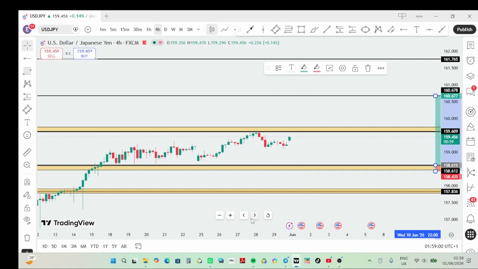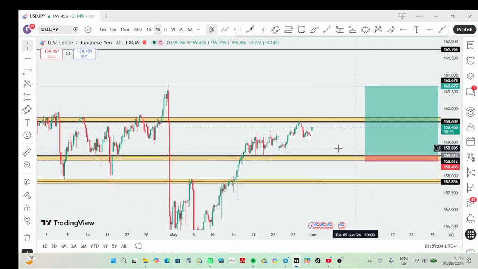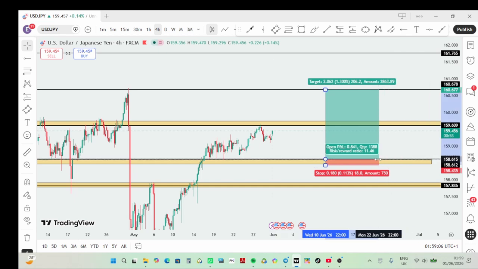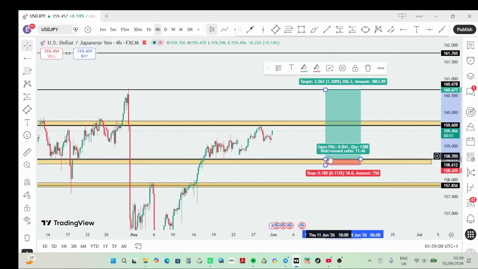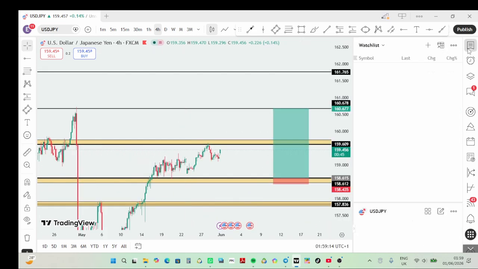So let's check it on 4 hours. Check it on 4 hours. I'll be looking for a buy from here or from here. So that is it on USD JPY.